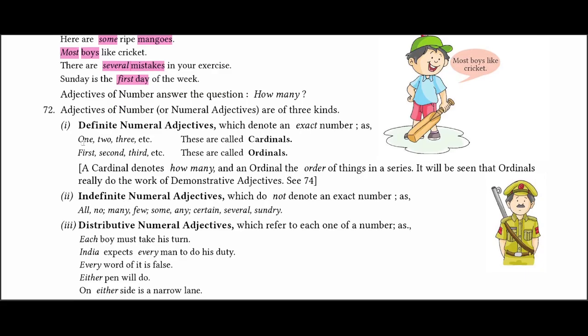So, 1, 2, 3, etc. One, two, three, and first, second, and third. These are definite numeral adjectives. They tell the exact number of the noun, or they tell the exact order of the things in a series. 1, 2, 3 are called cardinals. First, second, and third are called ordinals.